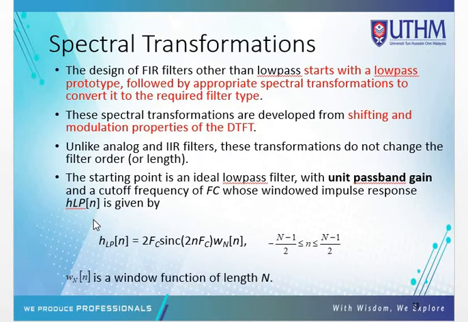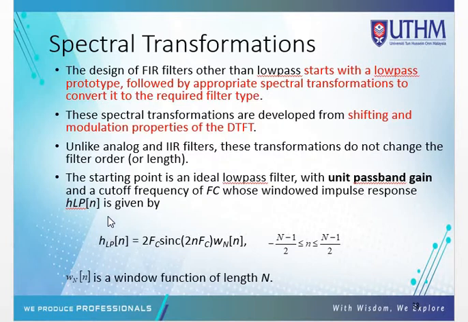If you want to design other filters such as bandpass or highpass filters, first of all you must start with the lowpass filter, followed by using a suitable spectral transformation to convert it to the required filter type. These spectral transformations are developed from the shifting and modulation properties of the discrete-time Fourier transform. Then it's the same thing again, starting with the ideal lowpass filter with unity passband gain and the cutoff frequency, with the suitable impulse response.